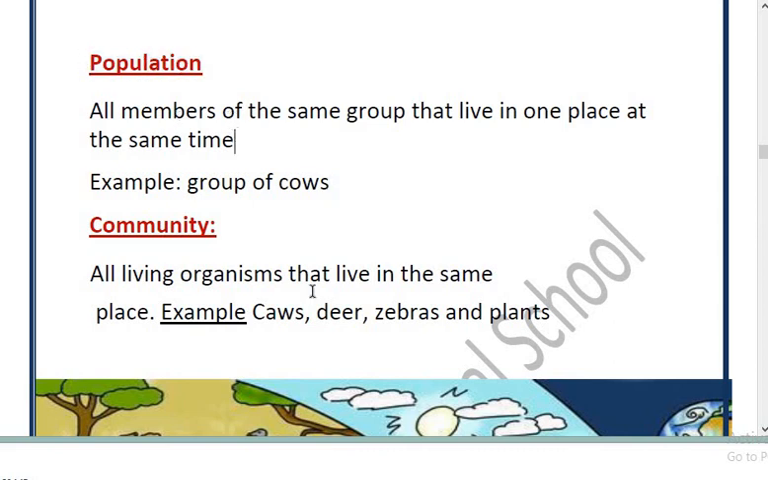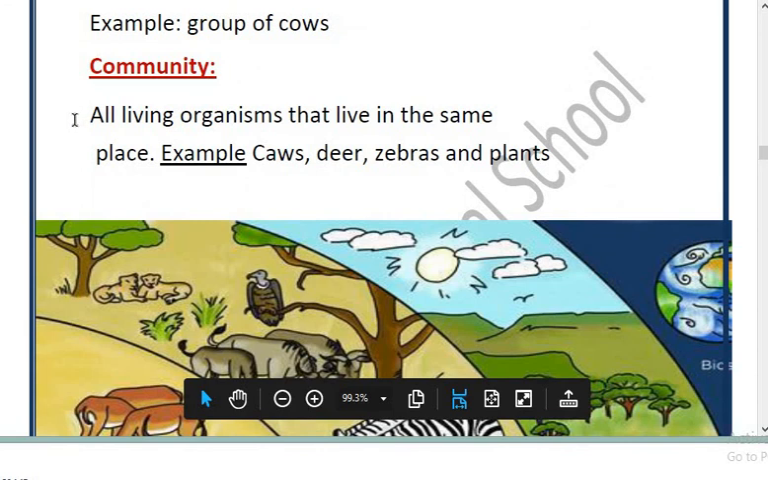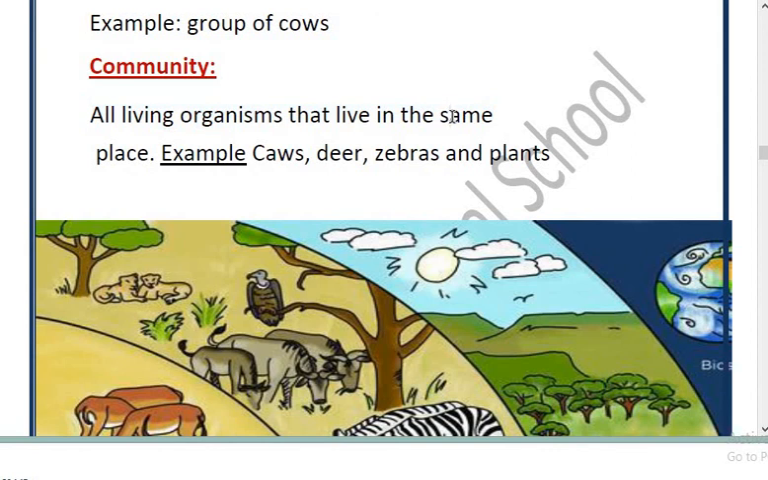While if we have different animals, different living organisms that live in the same place, meaning we have fish, dolphin, shark, these are different organisms, but they are living in the same place, which is the ocean. This is called community.